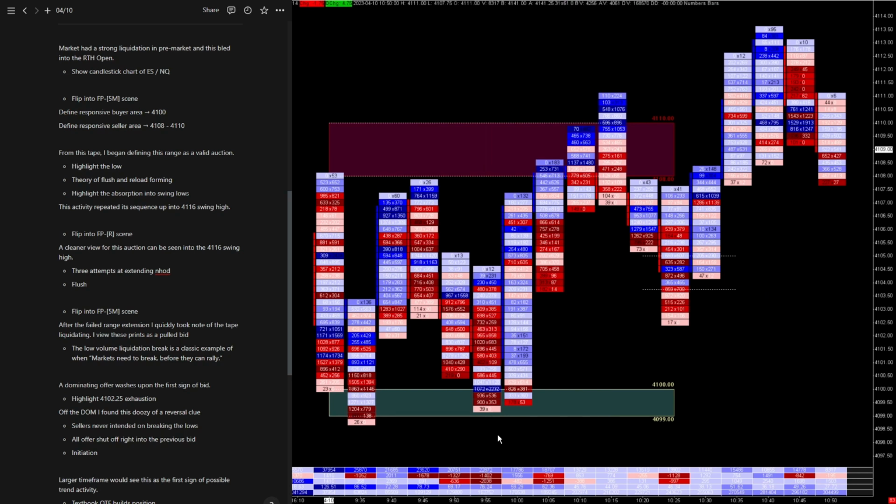Jumping back into my footprint setup, 954 again, this would mark the second touch of the responsive buyer zone. I just want to go over this really quickly, where we end up seeing very active tape the entire auction through. They're all relatively of the same volumes of what you can expect. And coming into the second touch of the responsive buyers, we end up seeing a lot of absorption.